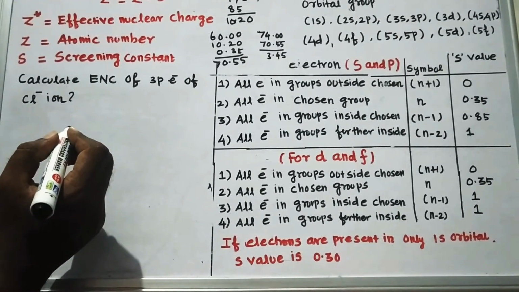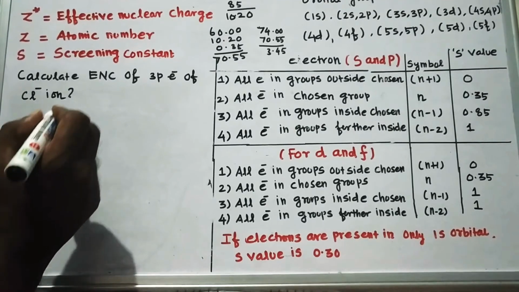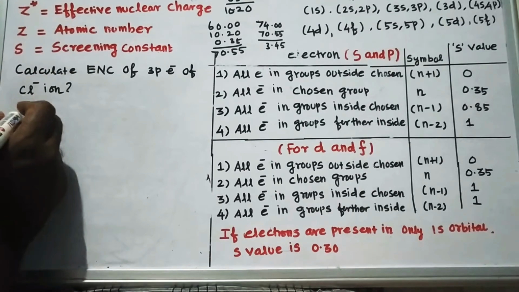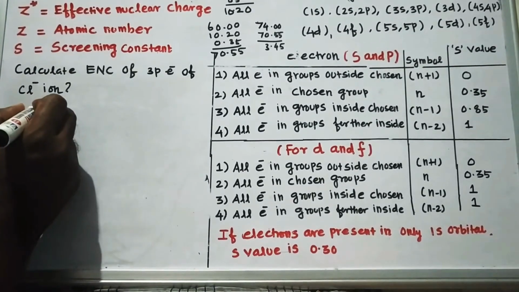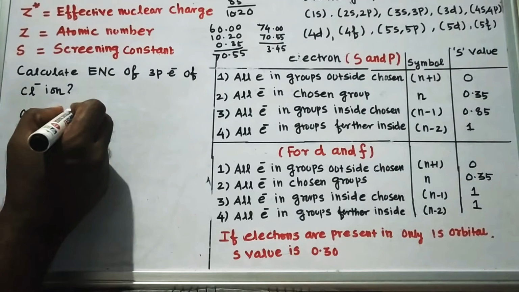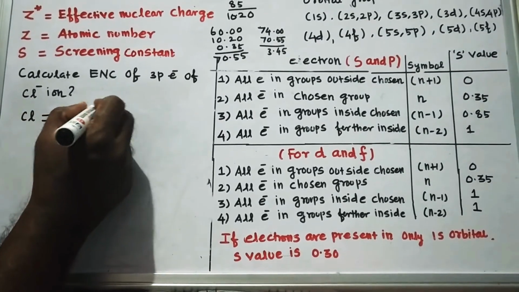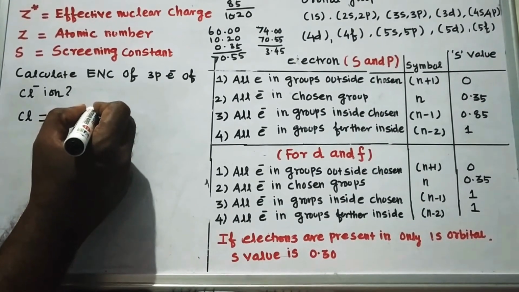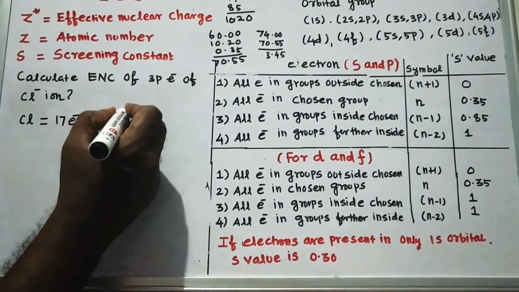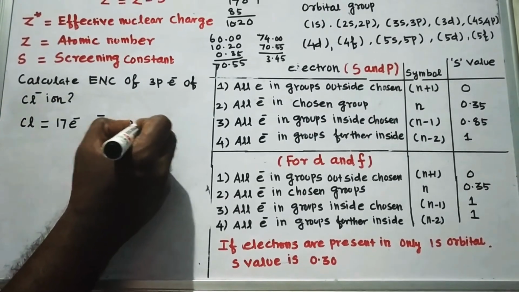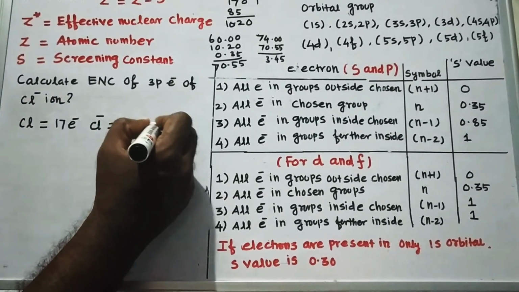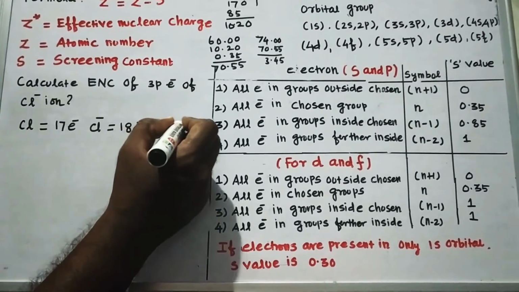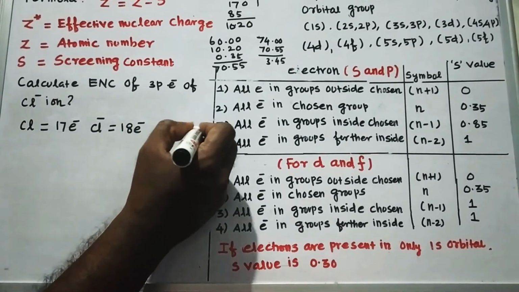Okay, students. Now we are going to calculate the effective nuclear charge of a 3p electron of the chloride ion. For chlorine there are 17 electrons. The chloride ion is a uninegative ion. Therefore, it gains 1 electron, and the number of electrons is equal to 18. But the atomic number is always a constant because it indicates the number of protons. Therefore, it is always equal to 17. That is Z.